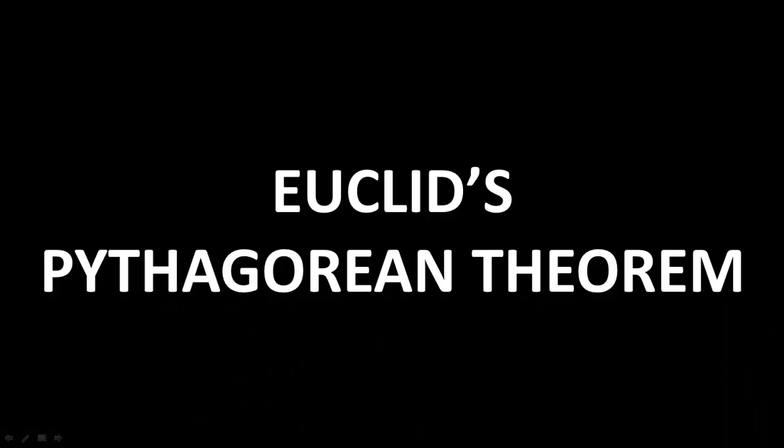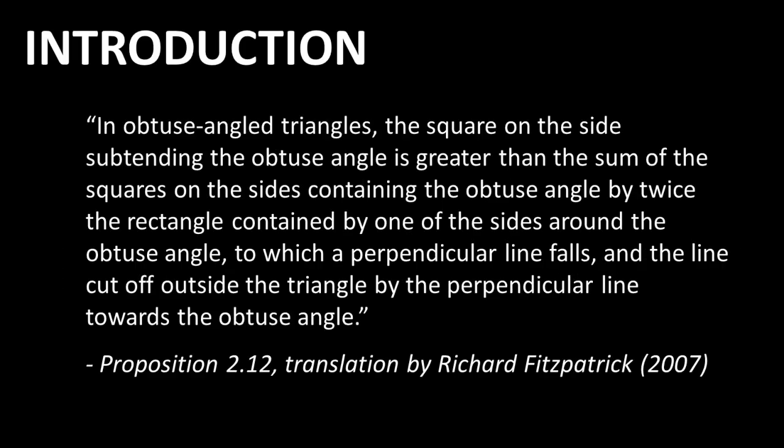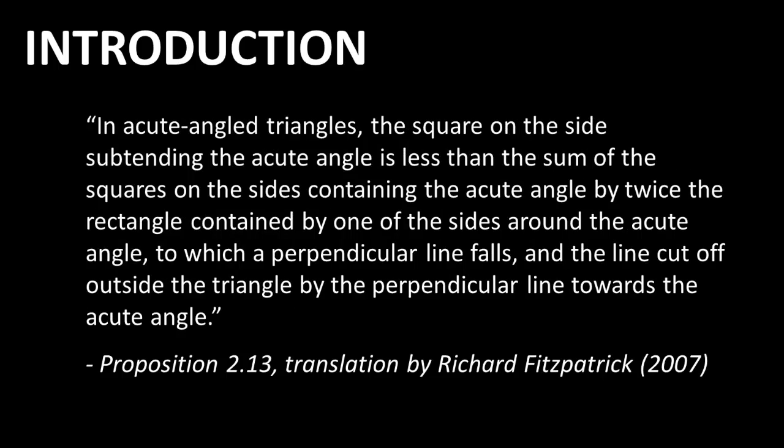If you haven't already, you should also see Euclid's proof of the Pythagorean theorem. Euclid proves the cosine law separately for acute-angled and obtuse-angled triangles in propositions 12 and 13 of Book 2. For obtuse-angled triangles, Euclid makes this wordy statement. He then makes a similar statement for acute-angled triangles. Rather than trying to decode the confusing text, let's see the actual proof.